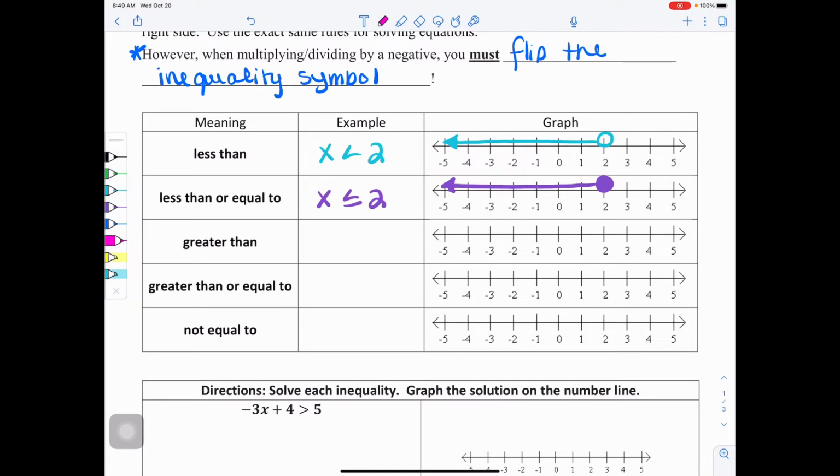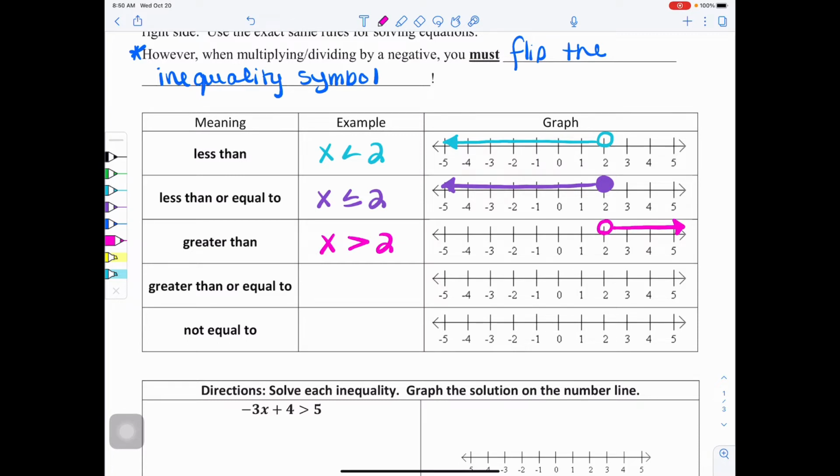Then we have greater than, so we'll write x is greater than 2. 2 is still the answer, so we're going to go to 2. There's no line underneath, there's no or equal to, so it's going to be an open circle. Now we have the numbers that are greater than 2. Those would be numbers to the right. So you can see how that's in contrast to x is less than 2 in our first example. The arrow is being shaded in the opposite direction.